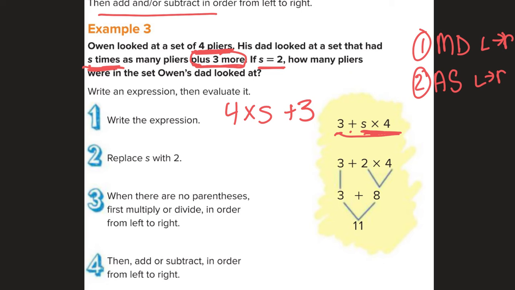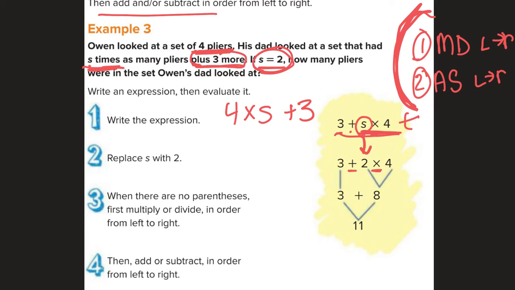So let's look here. We know that S is equal to 2. So instead of an S, I'm going to replace it. I still need to write S down as my original expression, but then I'm going to replace it with a 2. Now, I've got adding and I've got multiplying. Which one comes first?